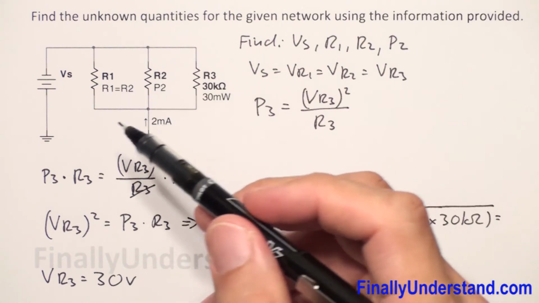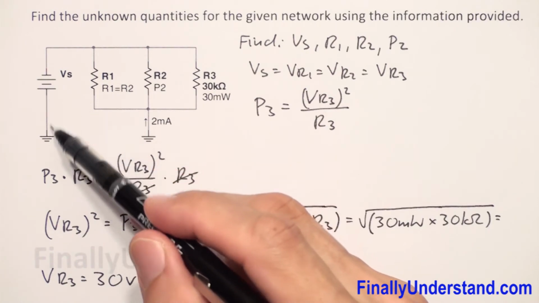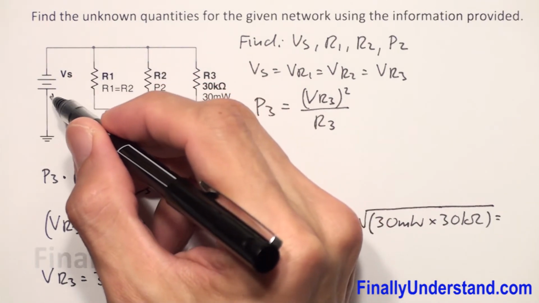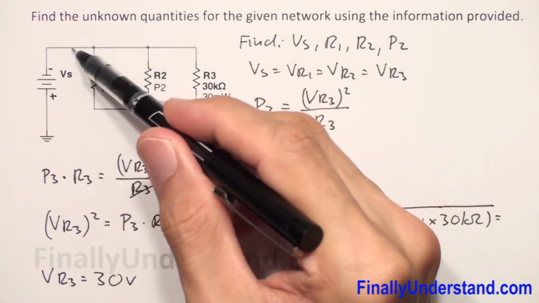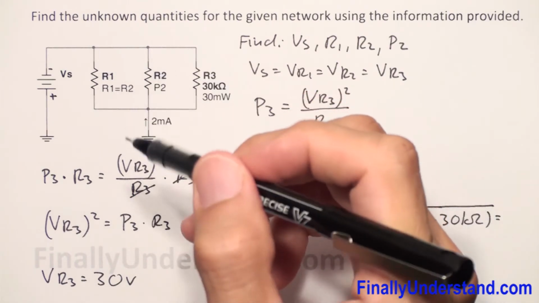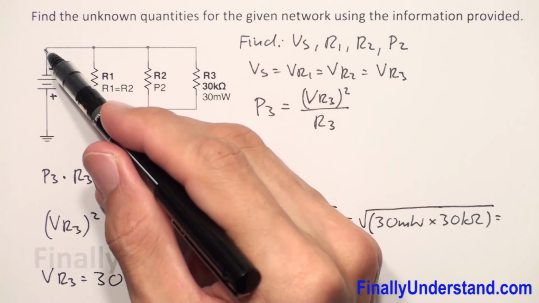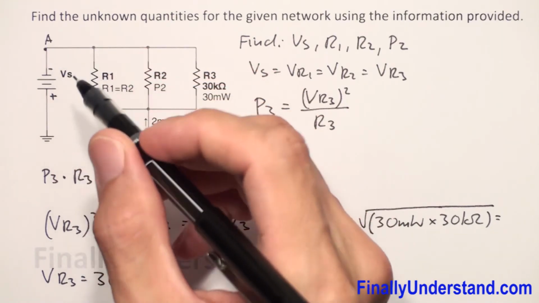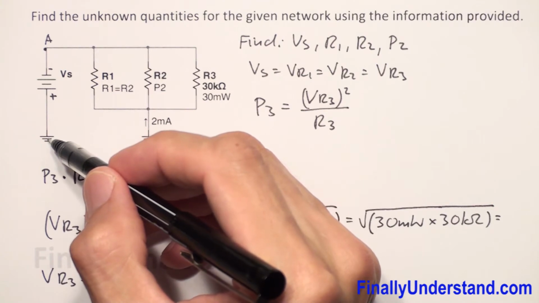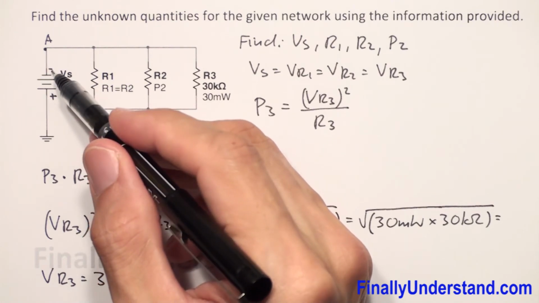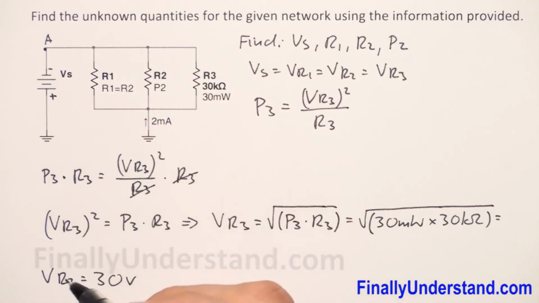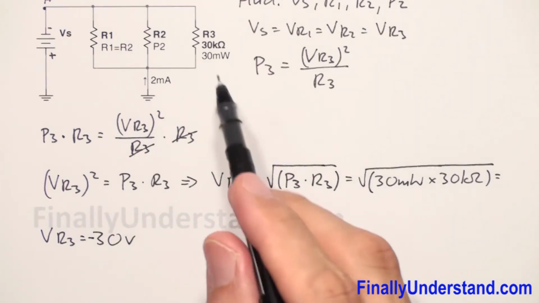But please notice how this voltage source is connected to the circuit. The positive terminal is connected to the ground and the negative terminal is connected to the top of the circuit. So if you connect the voltmeter between, let's say, let me call this point A, between point A and ground, you are going to measure a negative voltage. That's why I'm going to say that this voltage is equal to negative 30 volts. Okay, we found the voltage.